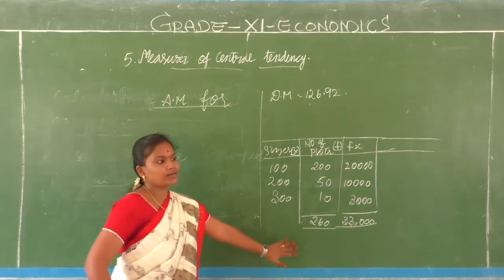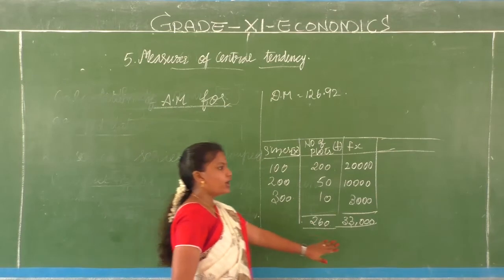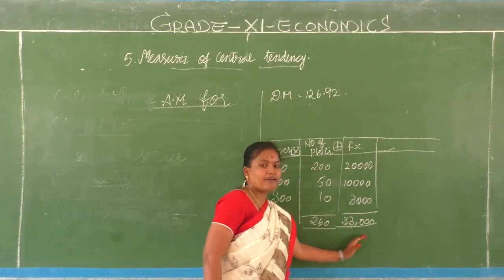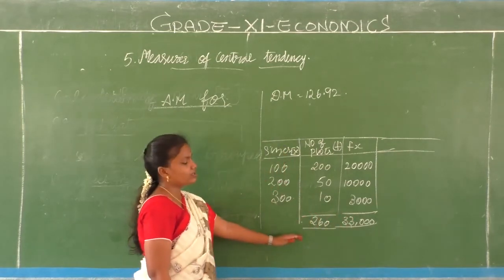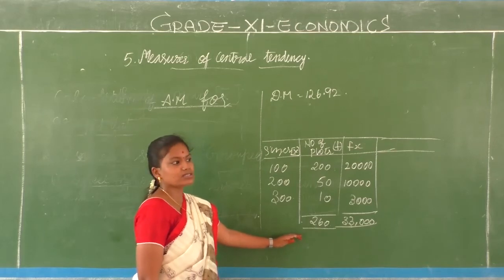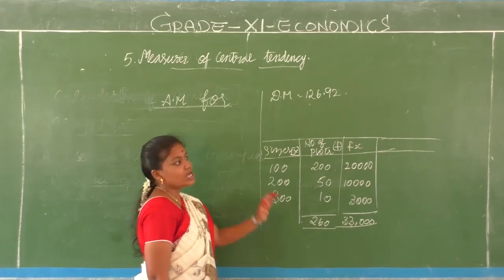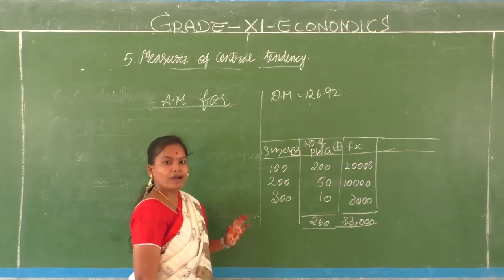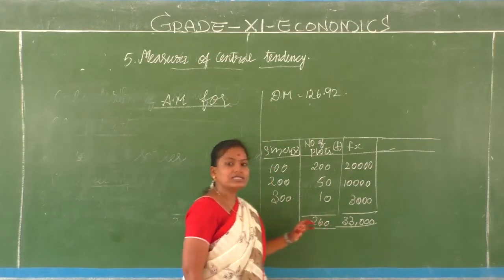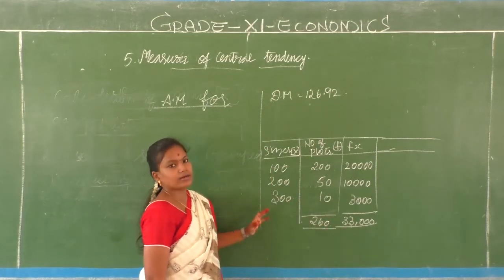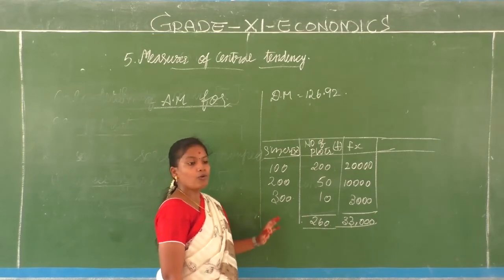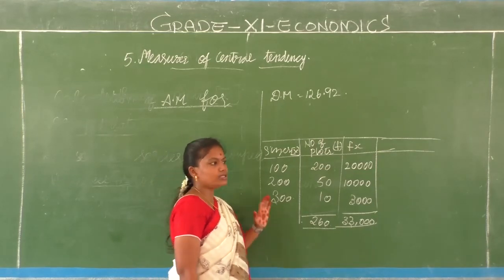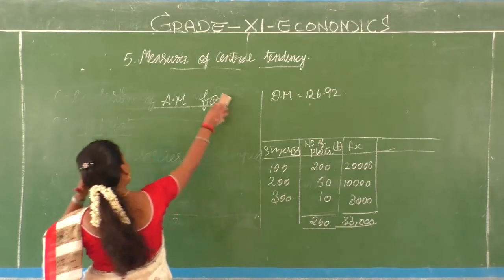For the direct method, this much calculation is enough. You have just calculated the sigma fx and you have calculated the sigma f. Why? Because for the direct method, the formula is sigma fx by sigma f. So this much calculation is enough for what method? Direct method. We are going to move on to the second method, which is called the assumed mean method. What do we do in the assumed mean method?